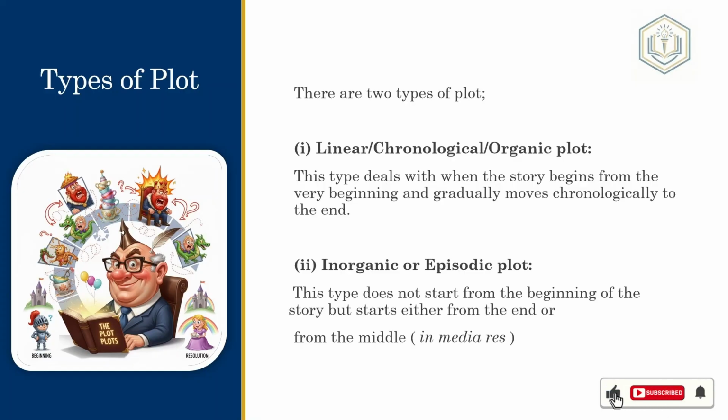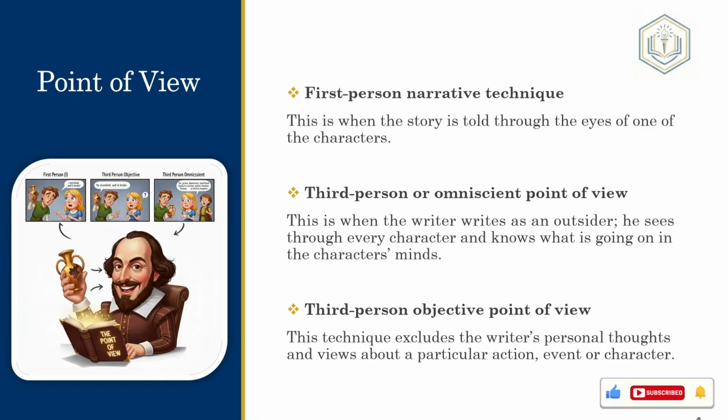Let's move on to the next thing. Point of view. Now, point of view is very important in understanding prose. Why is point of view important? Because it helps to understand the different kinds of narrative techniques. We have 3 kinds of narrative techniques: first person narrative technique, third person or omniscient point of view, and third person objective point of view. So now, what is the first person narrative technique?